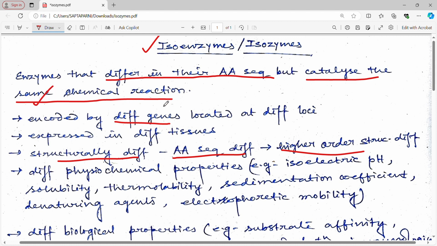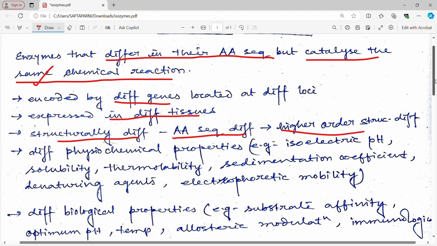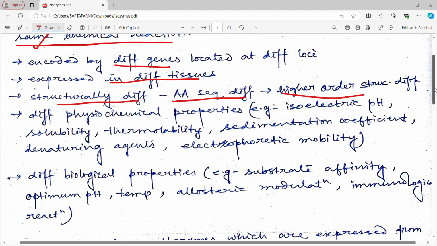They are also expressed in different tissues. As they are encoded by different genes, they are also expressed in different tissues. As they are structurally different, they have different physiochemical properties. What are the different physiochemical properties? Like different isoelectric pH, electrophoretic mobility, sedimentation coefficient, thermolability, solubility, etc.